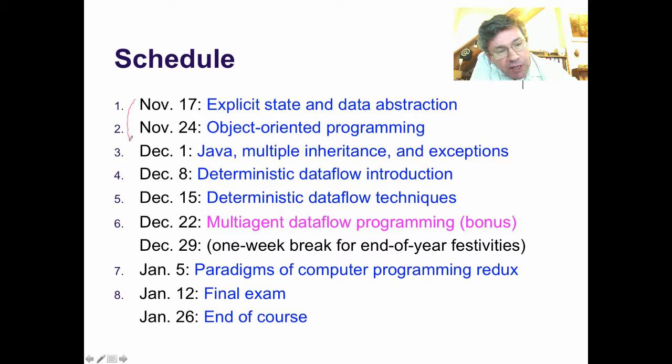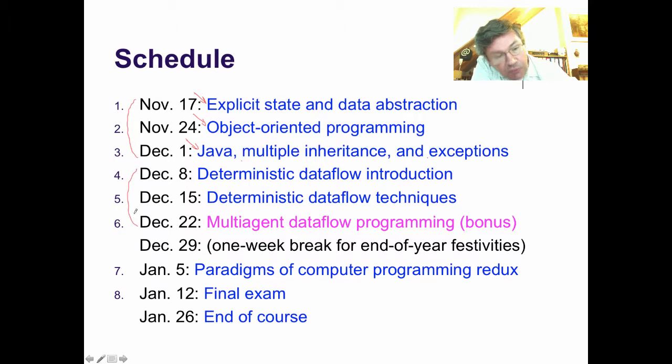The first 3 lessons are basically on data abstraction and explicit state. We start by introducing the ideas, then an important paradigm that is based on them, object-oriented programming. The way we explain object-oriented programming will maybe seem a little bit unconventional, but you'll see in a very nice way how all the different parts fit together. And then finally, we will apply this to the Java language. We'll extend it to multiple inheritance and add another concept called exceptions for handling abnormal situations. So that's the first 3 lessons.